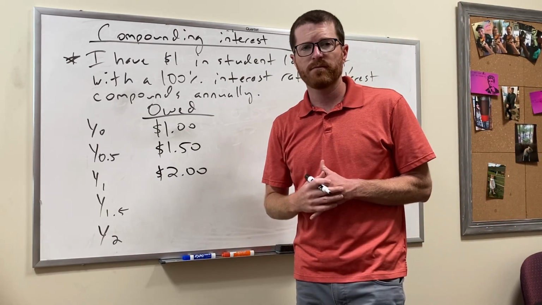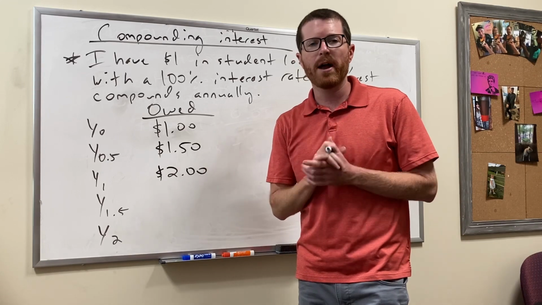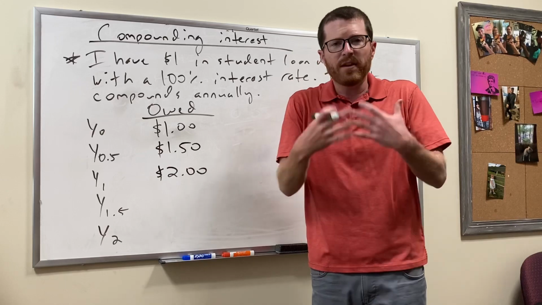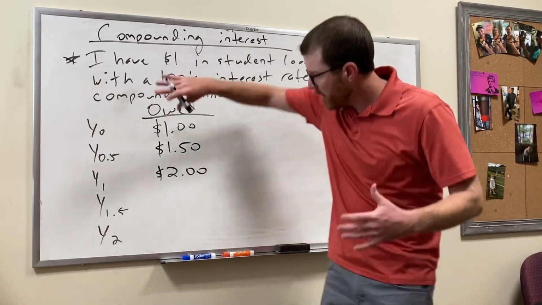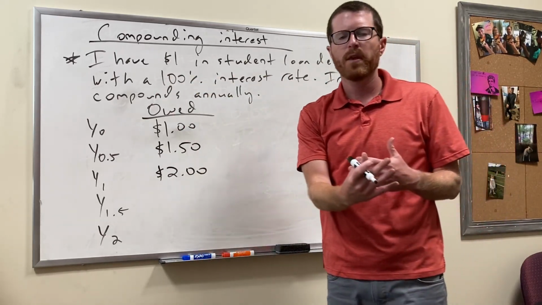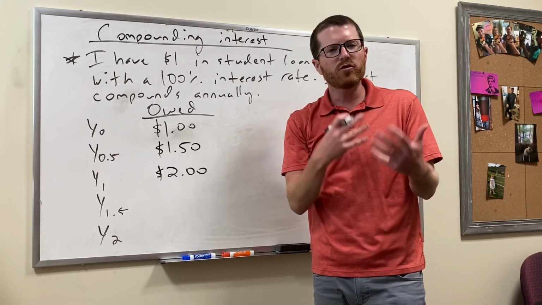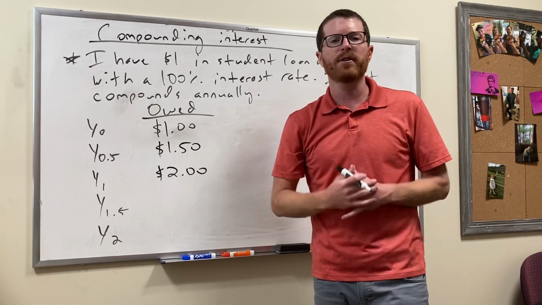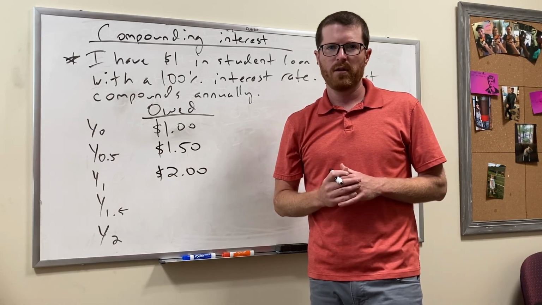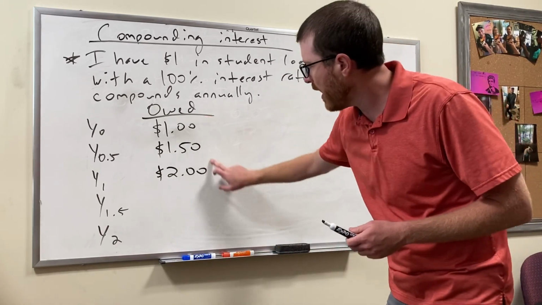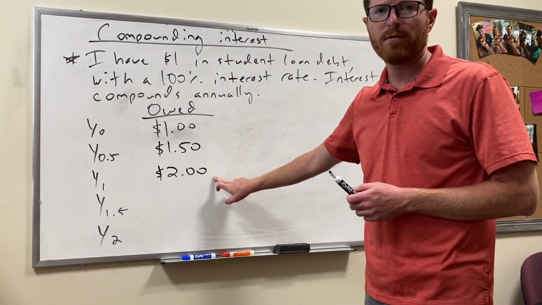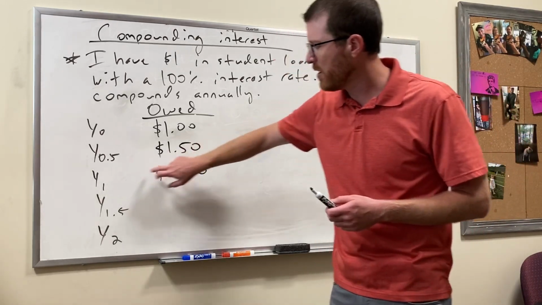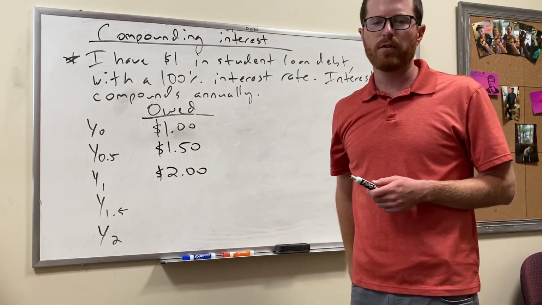Here's where things change, all right? With annual compounding interest, once we hit this point here, the math is actually going to change. We're going to continue to grow at a 100% interest rate, but the interest now is going to be treated differently because we're going to start the compounding process over. All right, so here's the deal. Here we're growing at 50 cents every half year, right, to get a full dollar. But once we get to $2, once we get to year 1, the compounding is going to start again.